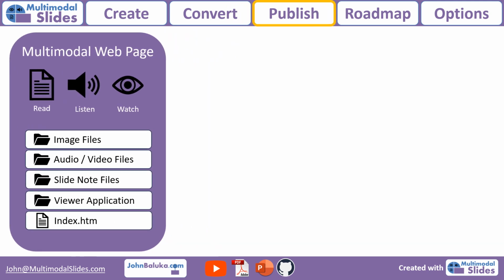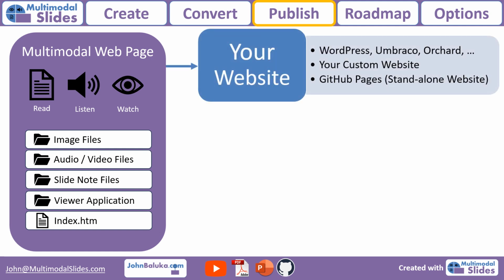The web page created by Multimodal Slides can be published and integrated in multiple ways. First, it can simply be added to your website. You could be using WordPress, Umbraco, Orchard, or one of the many other options. You may have a custom website that makes it even easier to integrate. You could also host a free website on GitHub Pages and make it a standalone website.